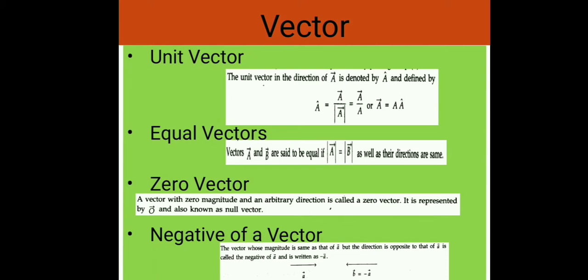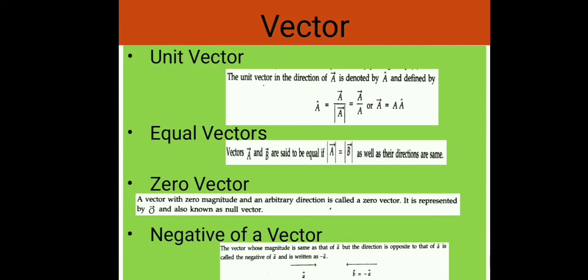Now come to the equal vectors. Suppose we have two vectors, a vector and b vector. These are equal vectors only when the magnitude of a vector equals the magnitude of b vector and their directions are also the same. Now come to the zero vector. A vector with zero magnitude and an arbitrary direction is called a zero vector. It is represented by 0 with an arrow on the 0. It is also known as the null vector.